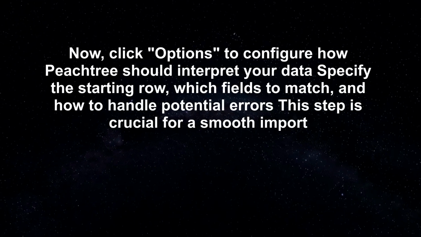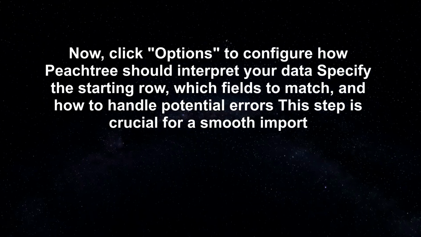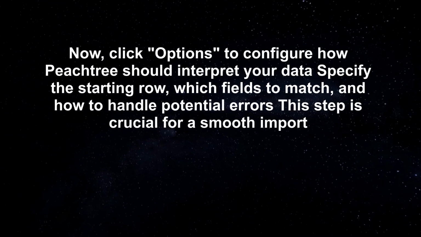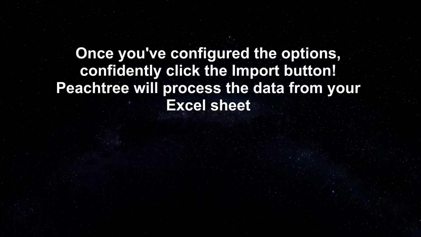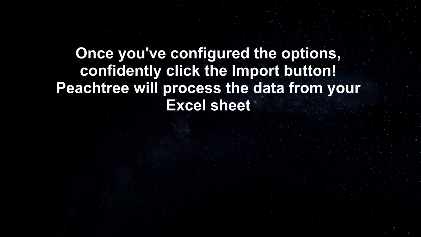Now, click Options to configure how Peachtree should interpret your data. Specify the starting row, which fields to match, and how to handle potential errors. This step is crucial for a smooth import. Once you've configured the options, confidently click the Import button.